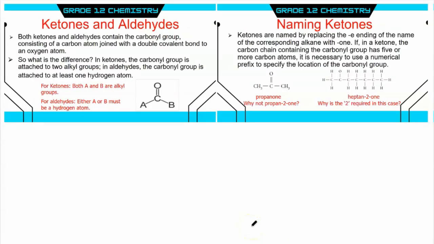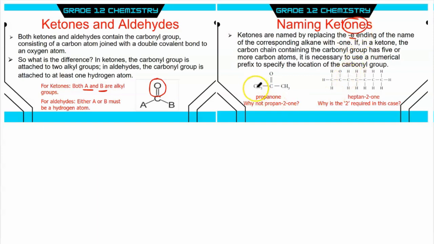All right. Let's look at ketones and aldehydes. Now, ketones and aldehydes look fairly similar because they have a carbon double bonded to an oxygen. So what's the difference? For ketones, in this diagram here, both A and B are alkyl groups. But for aldehydes, one of them must be a hydrogen atom. That would mean that it's on the end of our carbon chain. So let's start with ketones. How are we going to name ketones? Well, it comes right from the name -one. So we're going to replace the E ending with -one.